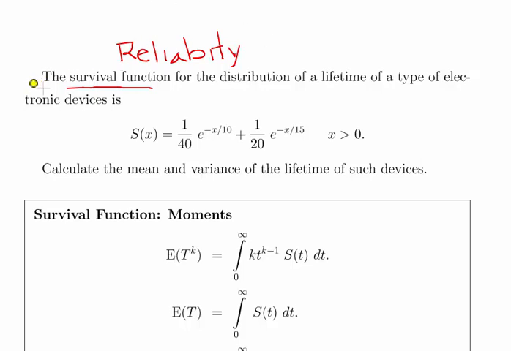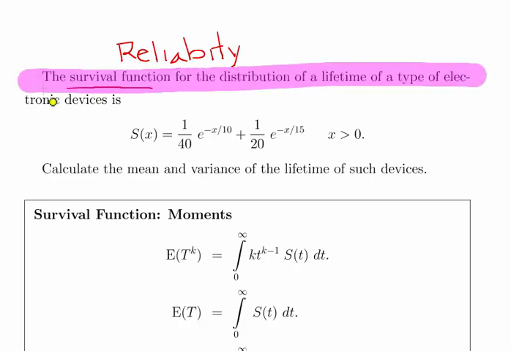The survival function for the distribution of the lifetime of an electronic device is S of x, the survival function. The x means the lifetimes, okay? So capital X is the lifetime. S of x equals 1 over 40 times e to the minus x over 10 plus 1 over 20 times e to the minus x over 15, for x greater than 0. Calculate the mean and variance of such a lifetime.